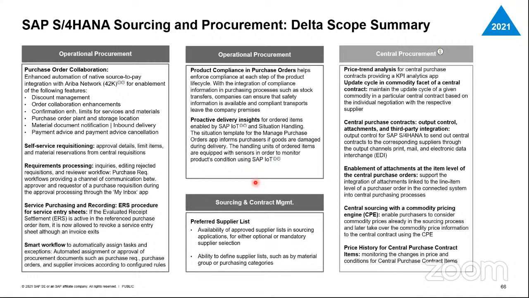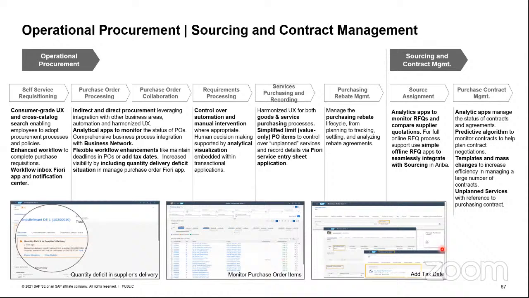So it can be made either optional or mandatory to select those suppliers. And you can have supplier lists by material group or purchasing categories. In central procurement, there are features. Unless there are questions, I will not cover them because this is a very specific topic and it is not in the enterprise management core.